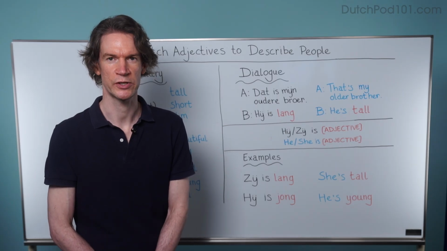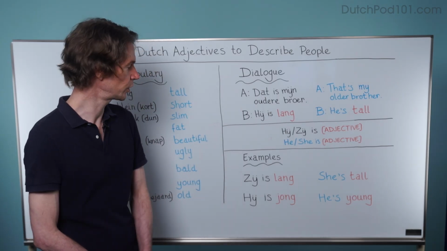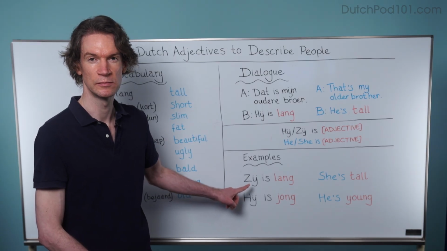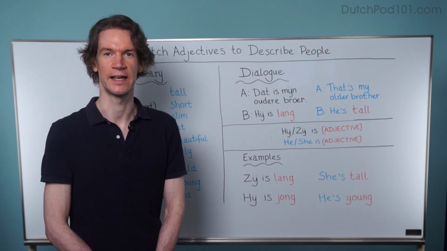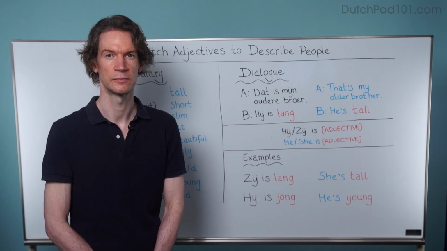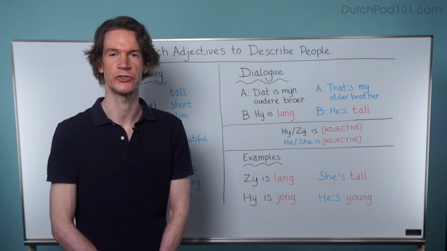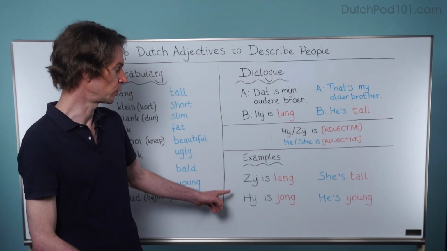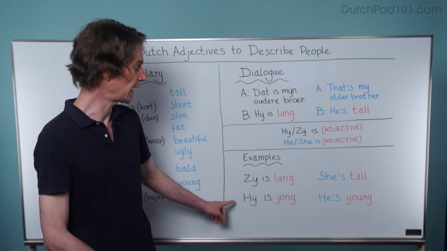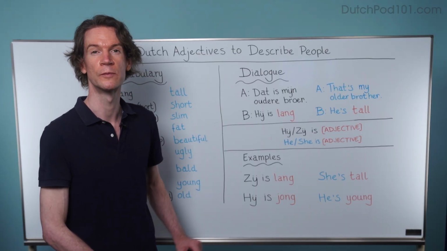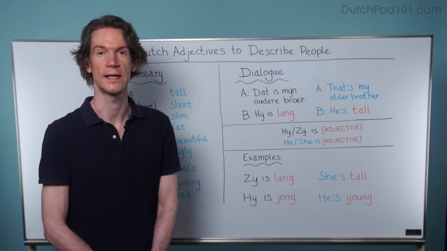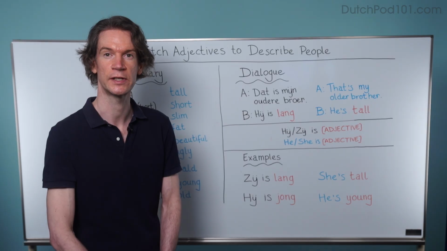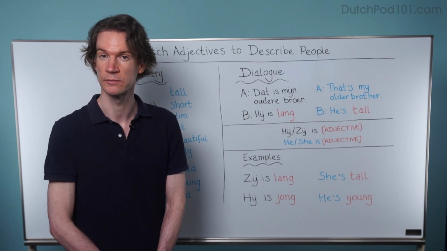Now let's look at some more examples. Our first one here is zij is lang, which translates to she's tall. Our second example, similar structure. Hij is jong. Translates in English to he's young.